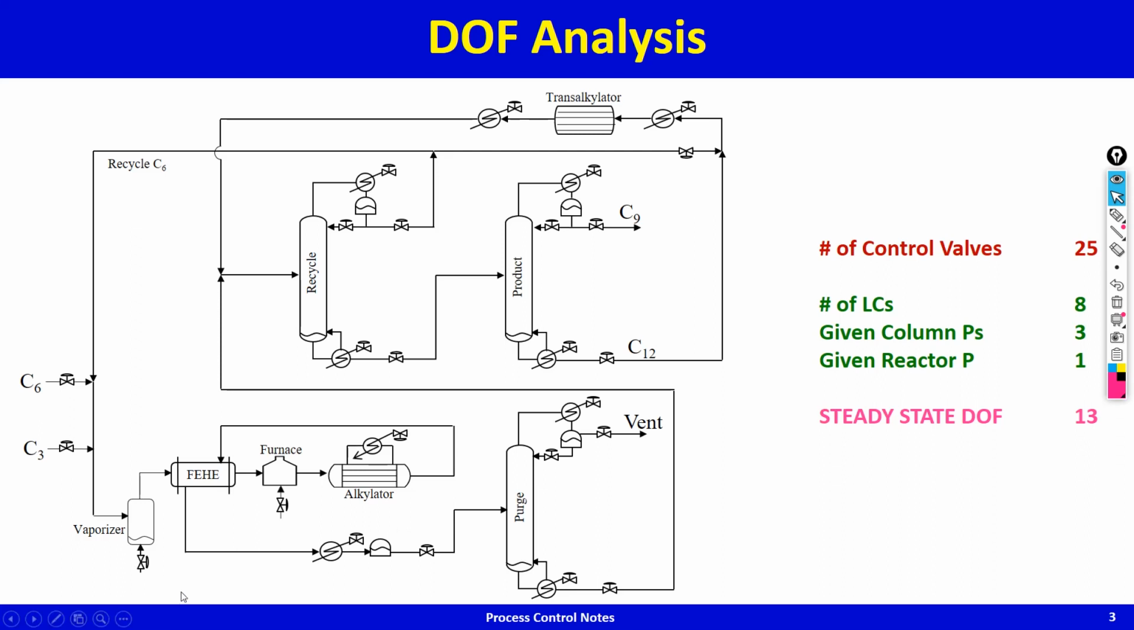So it's very simple to count the degrees of freedom. 2 fresh feeds, 1 furnace, 1 reactor temperature. Okay, so 1, 2, 3, 4. This doesn't get counted. 5, 6, 7, 8, 9, 10, 11, 12, 13. So that's your 13 degrees of freedom.